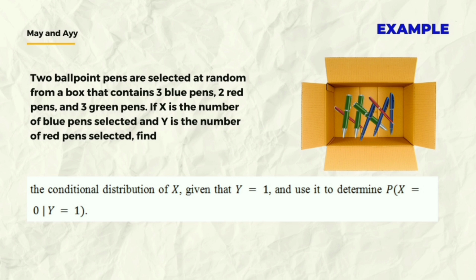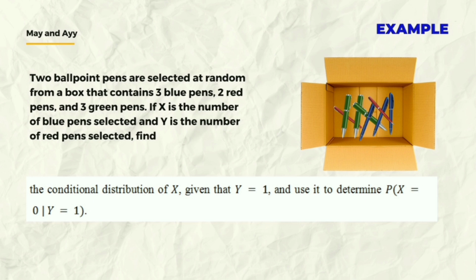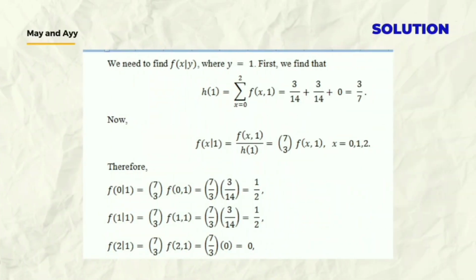Okay, to better understand, we will work on the problem on the screen. Two ball pens are selected at random from a box that contains 3 blue pens, 2 red pens, and 3 green pens. If x is the number of blue pens selected and y is the number of red pens selected, find the conditional distribution of x given that y equal 1 and use it to determine the probability of x equal 0 given that y equal 1. So here we need to find f(x given y) where y equal 1.